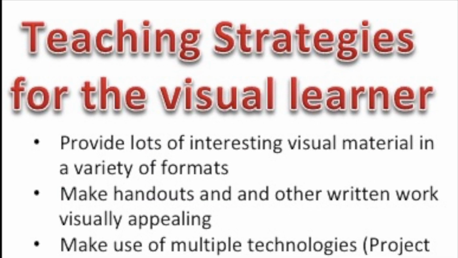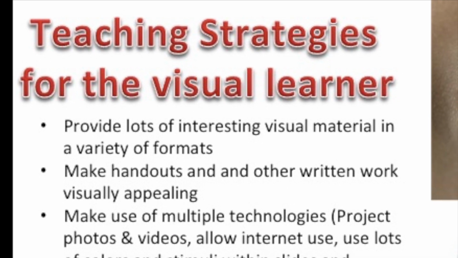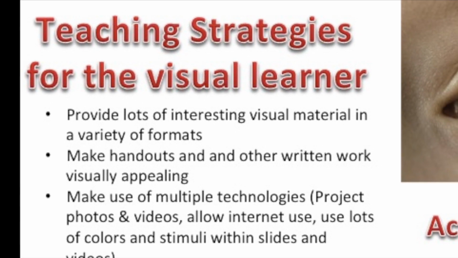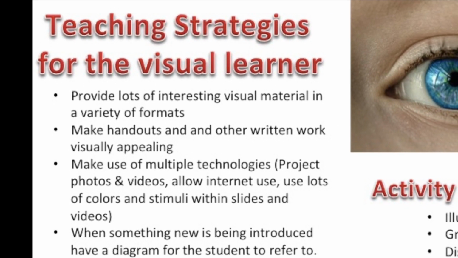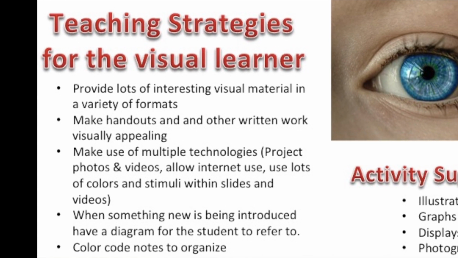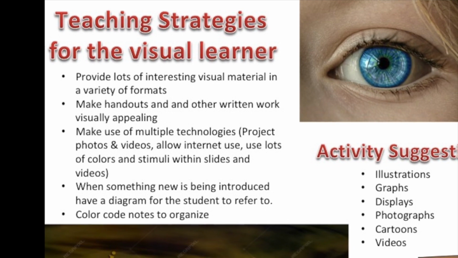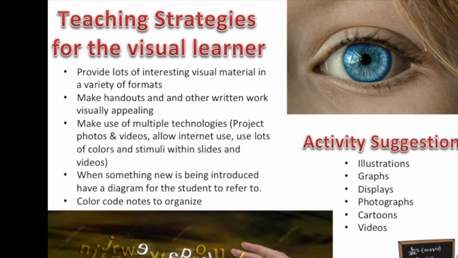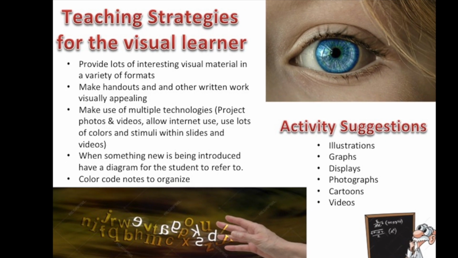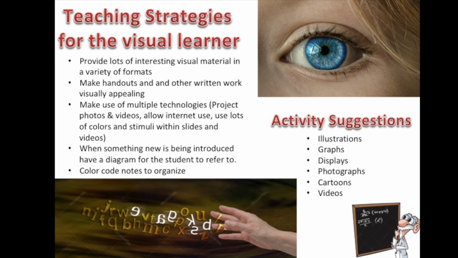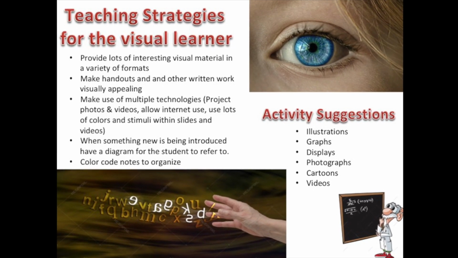So, some teaching strategies for the visual learner. Provide lots of interesting visual material in a variety of formats. Make handouts and other written work visually appealing. Make use of multiple technologies such as project photos, videos, and allow them to have some internet use. Use lots of colors and stimuli within slides and videos. When something new is being introduced, have a diagram for the student to refer to and color code notes to organize. Some activity suggestions could include illustrations, graphs, displays, photographs, cartoons, and of course, videos.